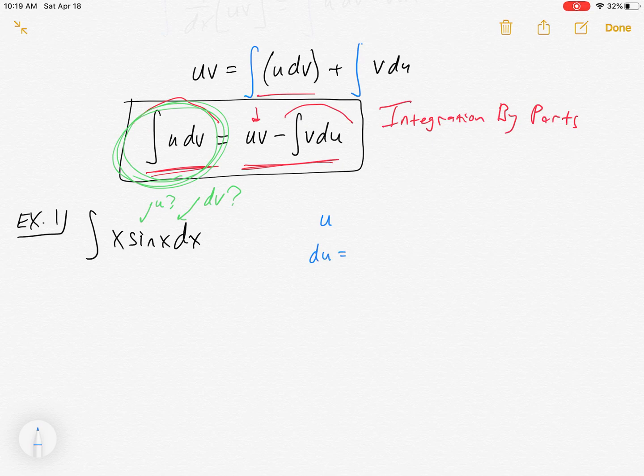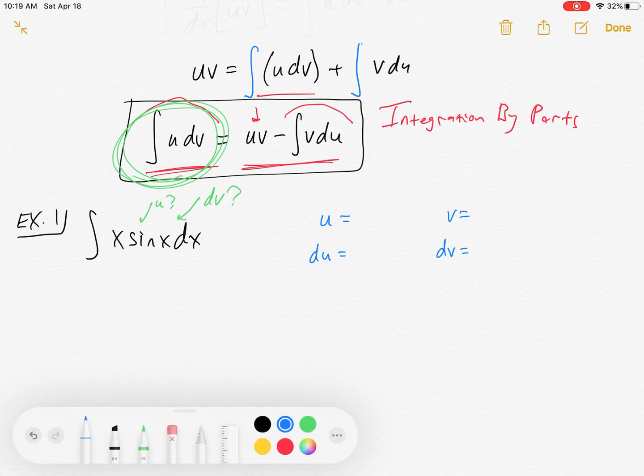Now the dx will always go into the dv. And so what I'm going to encourage you to do is set up a u, du, v, dv table. I always orient it this way.